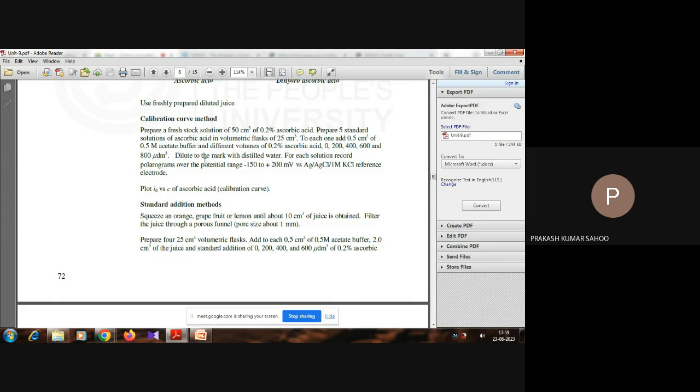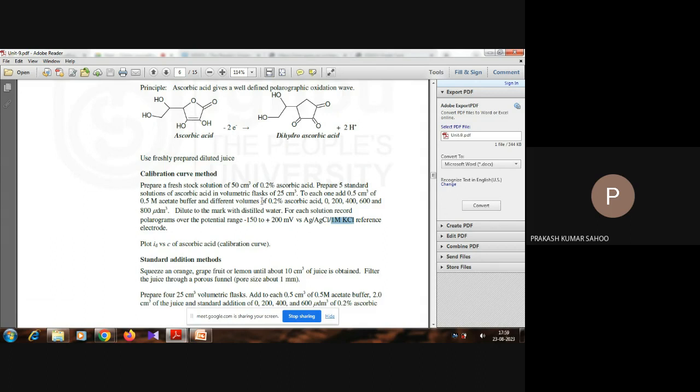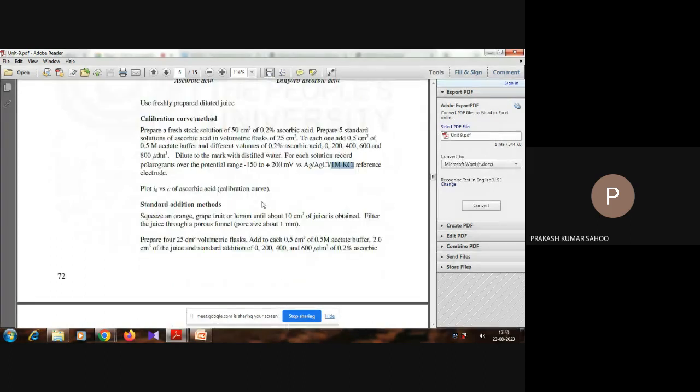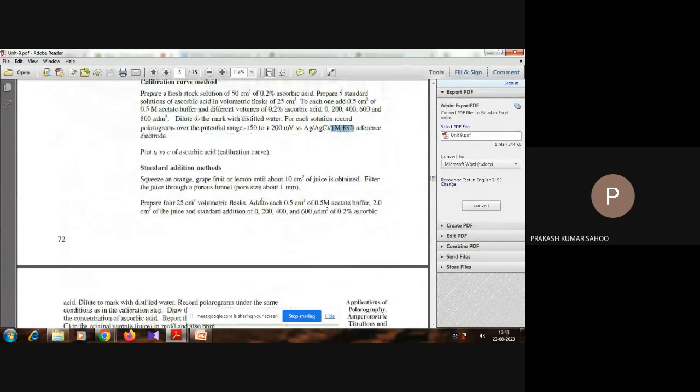For each solution, record a polarogram over the potential range minus 150 to 200 millivolt, where the reference electrode is silver chloride in supporting electrolyte 1 molar KCl. Then we have to plot the diffusion current versus concentration of ascorbic acid in a calibration plot. Then we will be able to determine the percentage of ascorbic acid present. Then the second part will be the standard addition method.